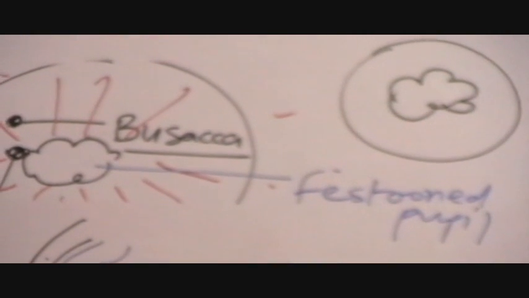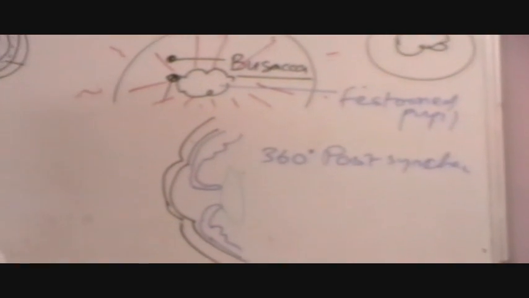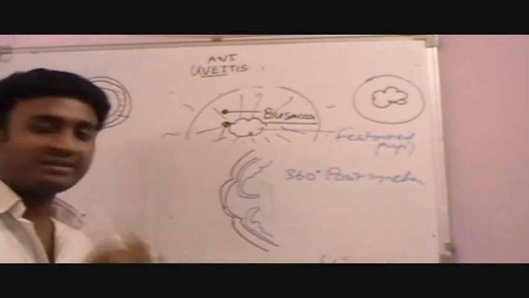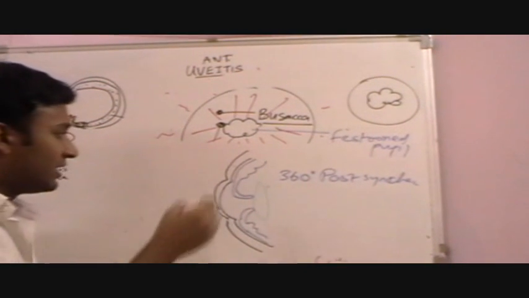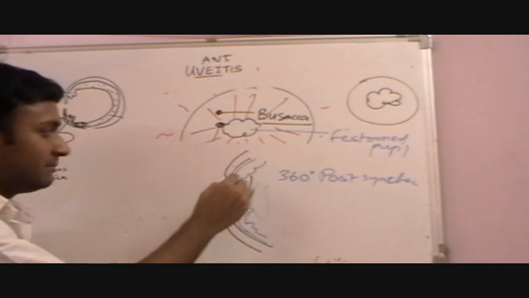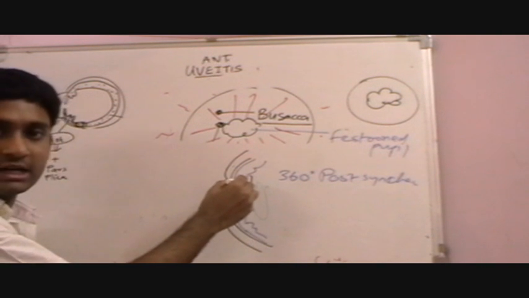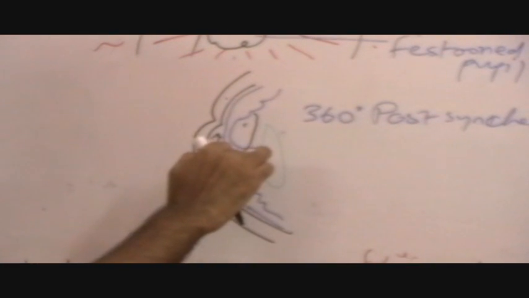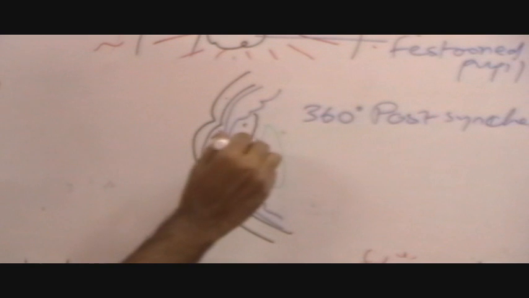Now, when there is glaucoma associated, what happens is that the aqueous humor which is being secreted should normally drain from the posterior chamber to the anterior chamber. Now, when there's going to be a block here, a pupillary block, it is called as seclusio pupillae.